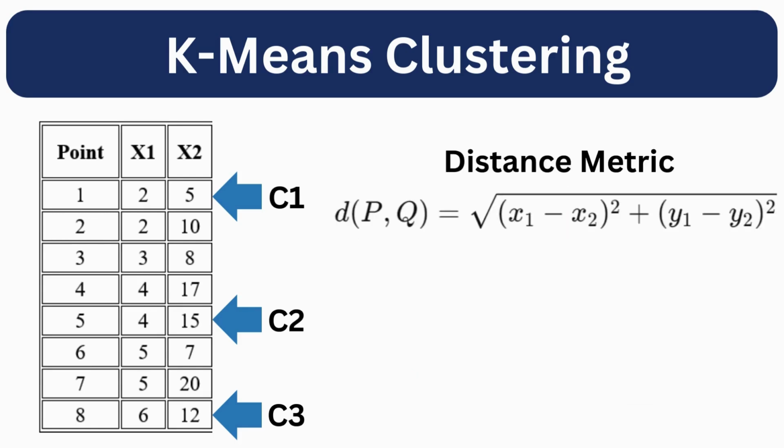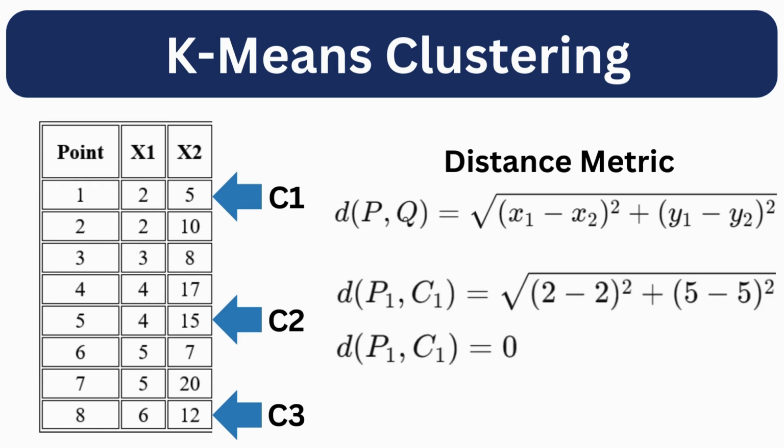Now the next step is to calculate the distance of each data point with these centroids. The distance metric that we will use will be Euclidean distance. For example, if we want to find the distance between the first point and the first cluster center, or centroid, this would be the formula. Since the first point and C1 are the same, we will subtract the corresponding values, 2 minus 2 and 5 minus 5.